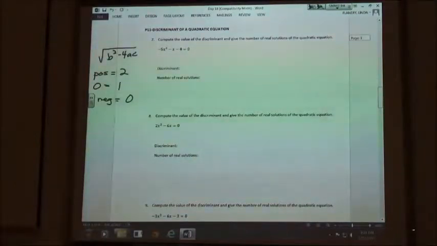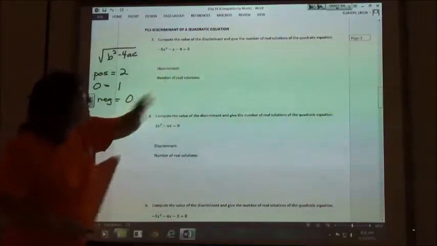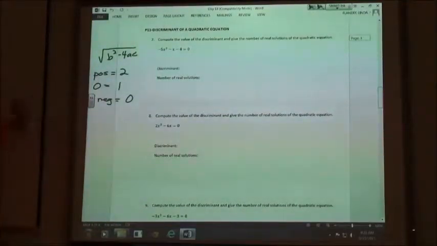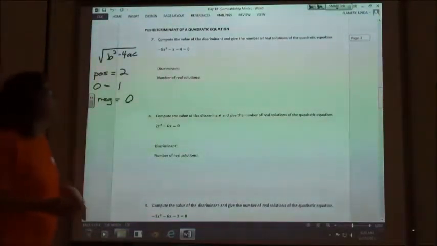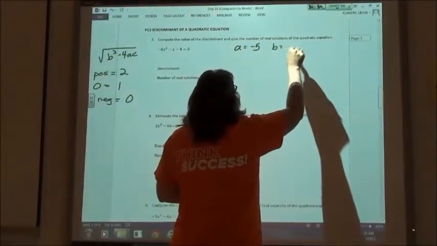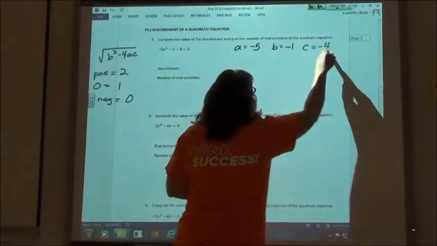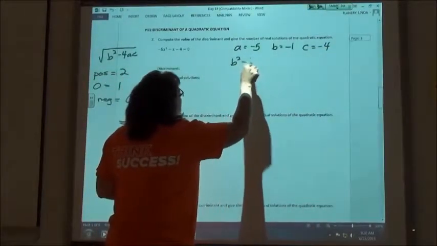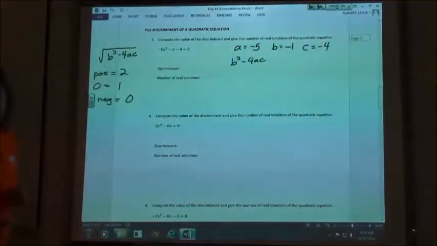So sometimes when you're doing a word problem, before you do it, you can quickly check the discriminant to see, am I going to even come out with a real number answer or not? If I'm not, there's no point in doing all the calculations unless you just like to do the quadratic formula. So they're going to just have you check the discriminant part out to say what the value is that would be under the square root, and then how many real solutions you would get. So again, a is going to be -5, b is going to be -1, and c is going to be -4, and you're just doing the b squared minus 4ac part of your quadratic formula.